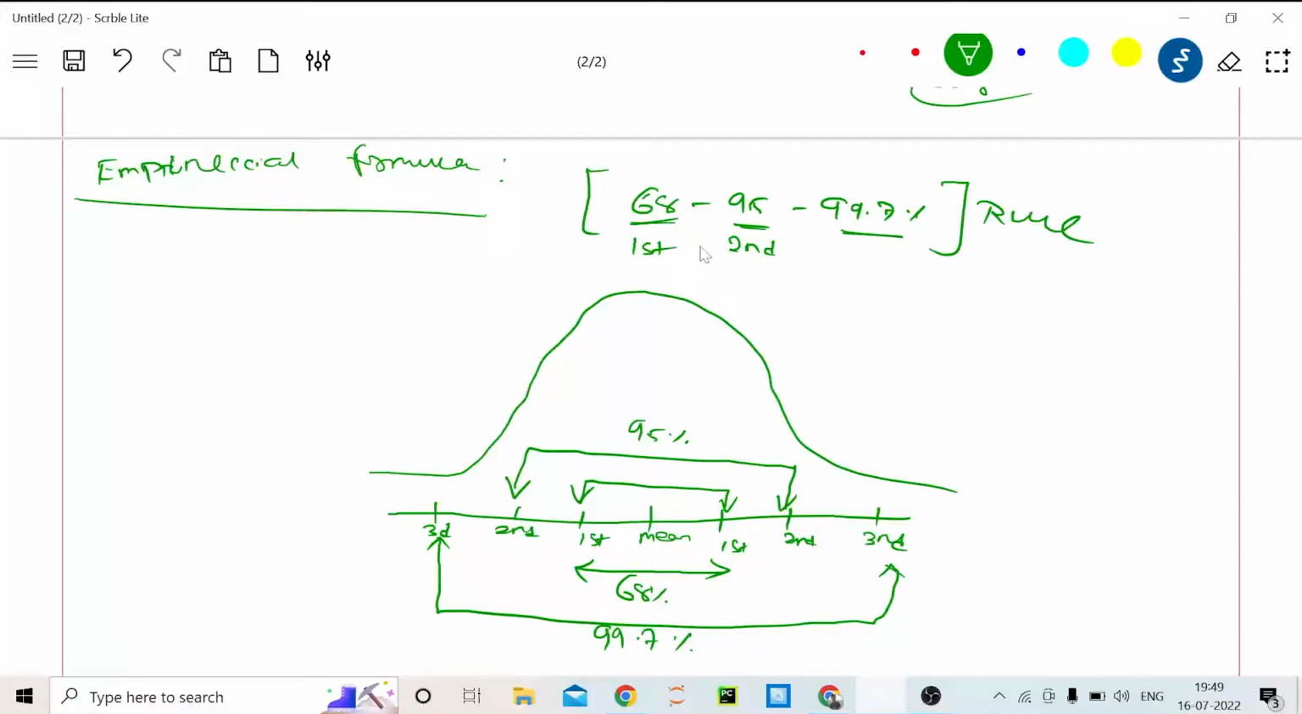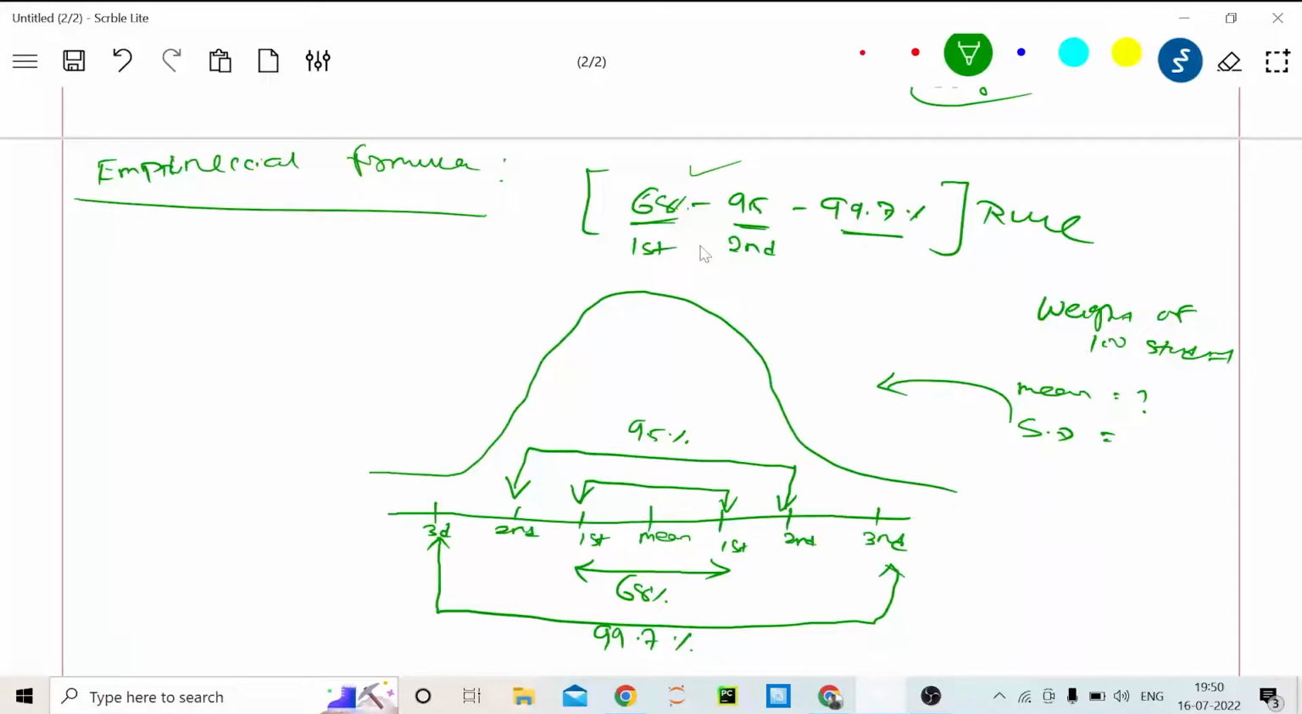When you collect, for example, the weight of 100 students, you calculate the mean, you calculate the standard deviation, and you plot the curve like this. You will see that 68% of the data falls in the first standard deviation, 95% in the second standard deviation, and 99.7% in the third standard deviation. That is nothing but called the empirical formula. All of these terms are related to the Gaussian distribution.